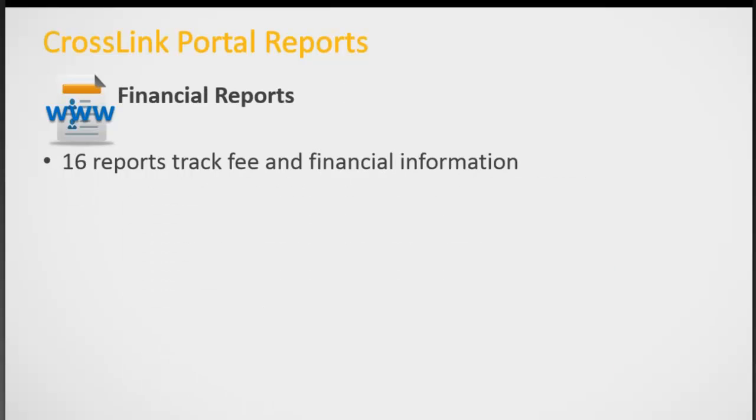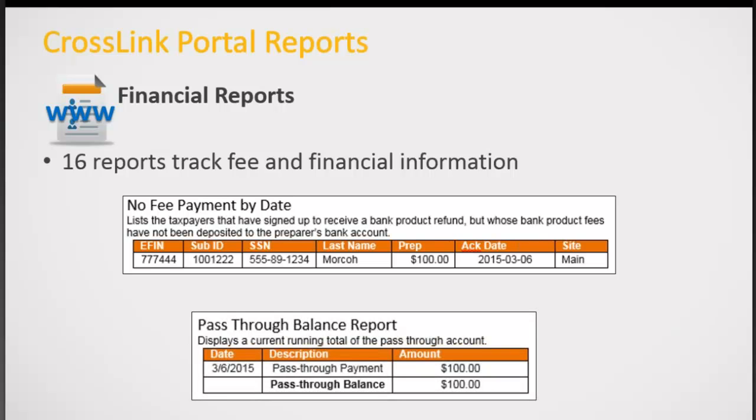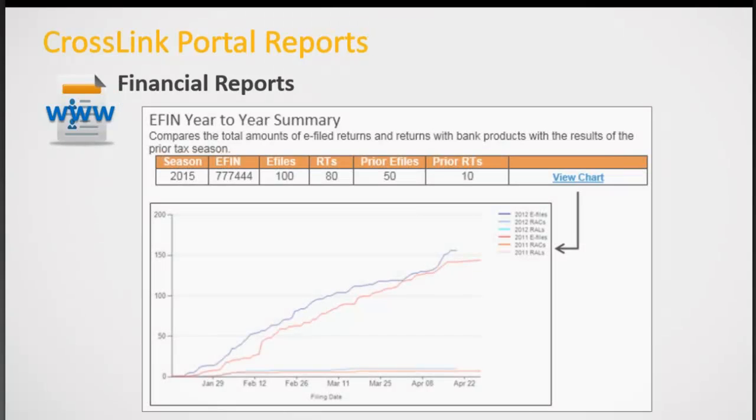Along with the administrative reports, we have our financial reports. There's 16 reports out there at my last count. And here are a couple more examples. We can see no fee, payment by date, and it'll tell us exactly where our money's going and where it's at and when it's coming. We can see the pass-through balance report at the bottom. And this one I found kind of interesting as well, a year-to-year summary, so you can compare where you were last year to this year and so forth. So go out and look at those financial reports.